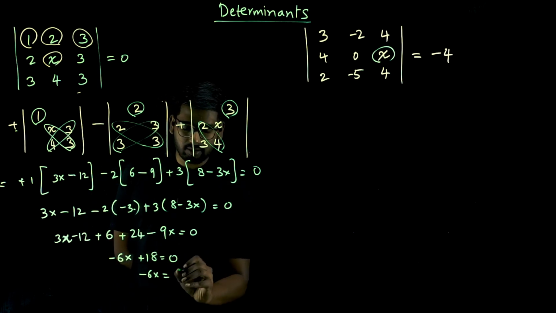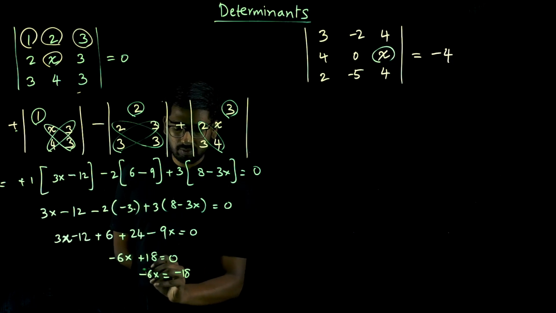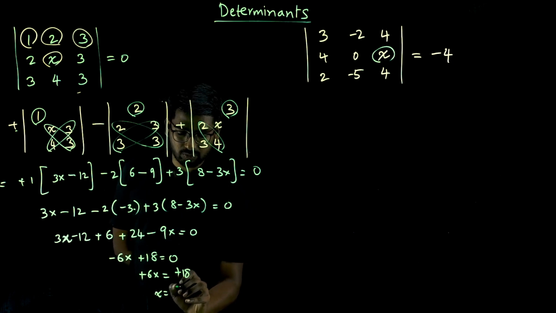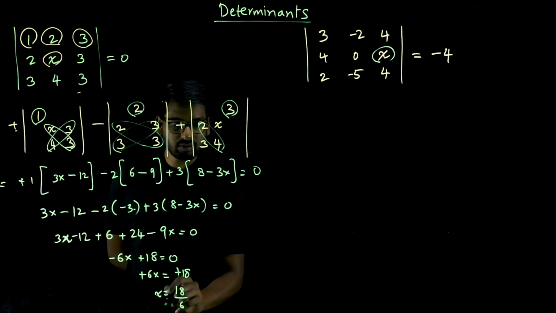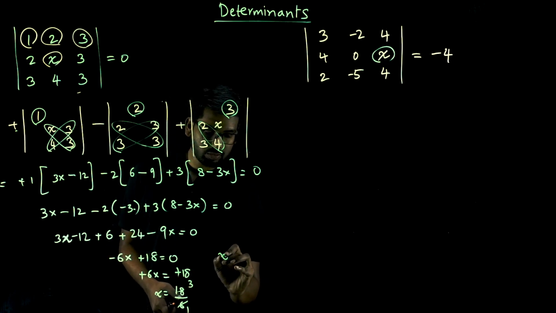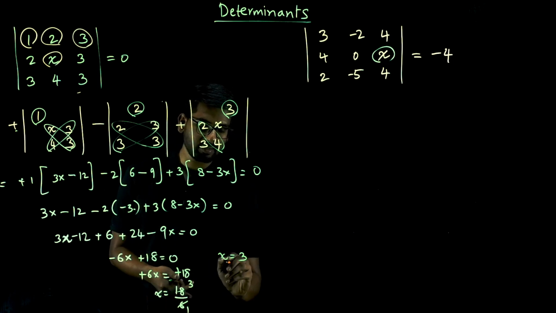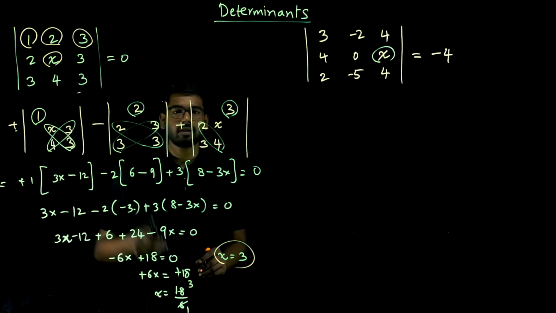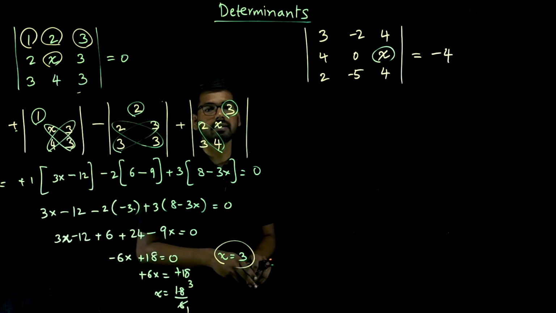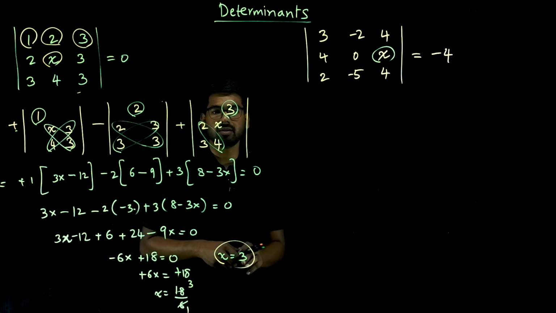If we send that to the other side, it will be minus 18. Minus and minus get cancelled. So 6x is equal to 18. So x is equal to 18 by 6. 6 is multiplied here, 6 is divided here. So 6 1s are 6, 6 3s are 18, x is equal to 3 is the answer for this determinant. Okay. So if the determinant is 0, then x is 3, or if x is 3, then the determinant is 0.